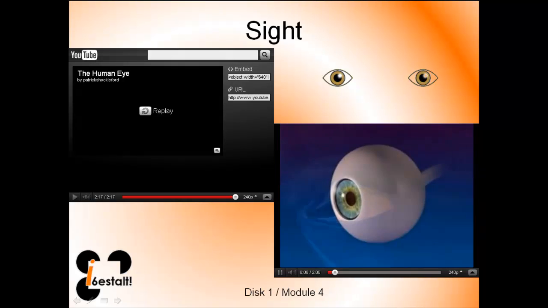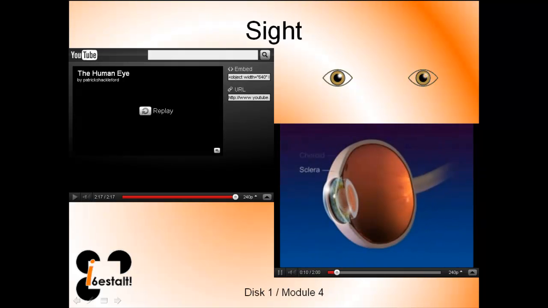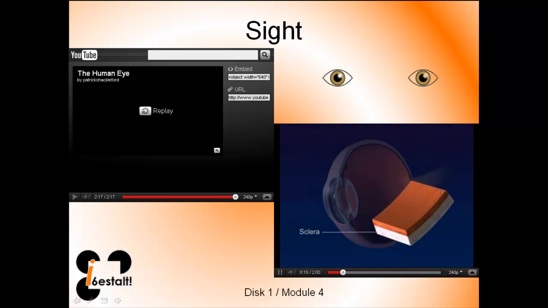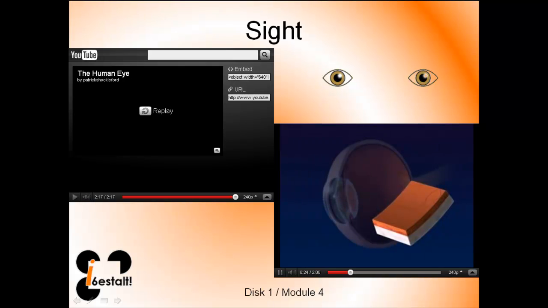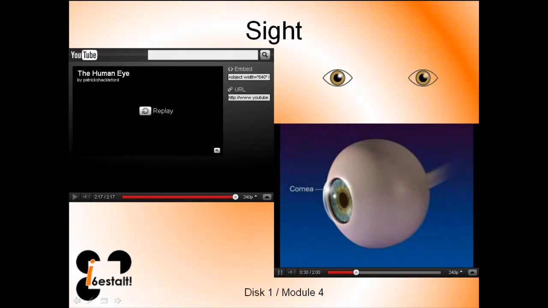The eye has three layers: the sclera, choroid, and retina. The sclera is the outer white layer that maintains the shape of the eye. Muscles attached to the sclera control eye movements. Choroid is the middle layer that contains the blood vessels. The cornea is a clear circular area in the sclera where light enters the eye.